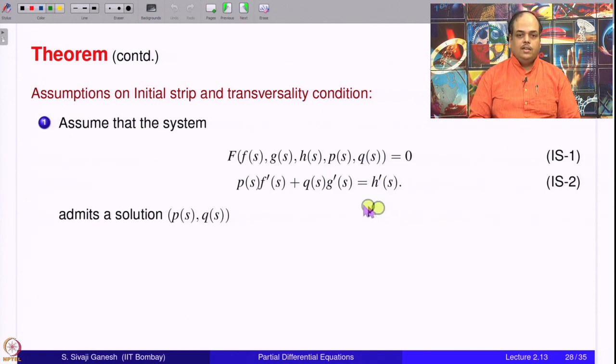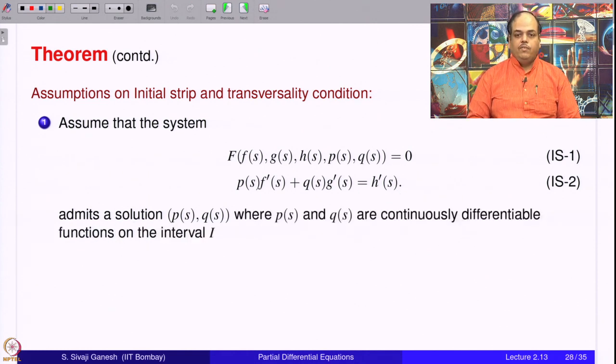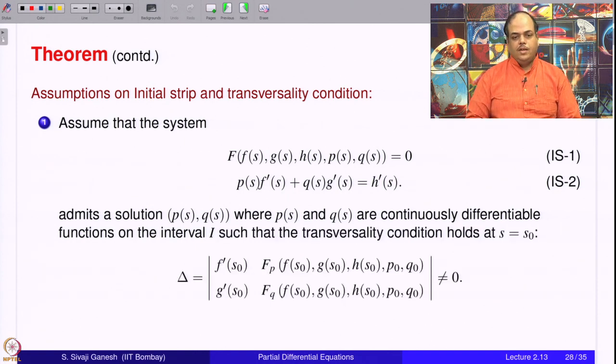So, assume that this system f(s), g(s), h(s), p(s), q(s) equal 0, p(s) f' plus q(s) g' equal h' admits a solution p(s), q(s), where p(s), q(s) are continuously differentiable functions on the interval I. Actually, it is enough to work with the existence of these kind of functions for s in a small interval containing some point s0. Because finally, the conclusions of the inverse function theorem or implicit function theorem are local. So, assume the transversality condition.